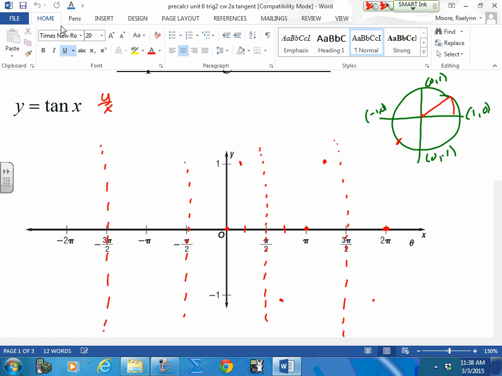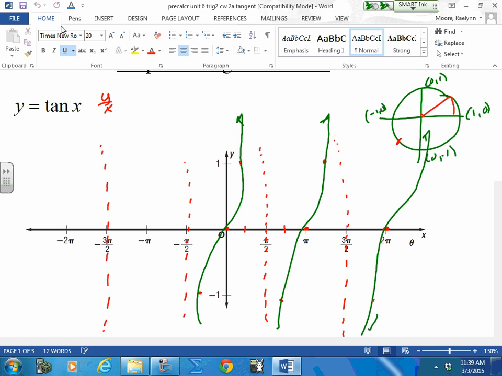Your tangent curve and the negative 45 will be down here. It's going to look like this. It is a function, but it's not continuous. It's going to keep going like this. It's a function, but it's not continuous. Okay? Now we need to define the domain and the range of your tangent curve.